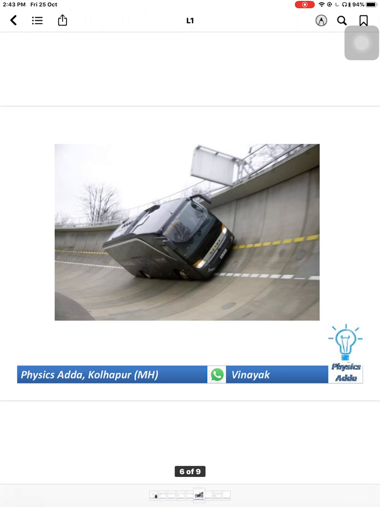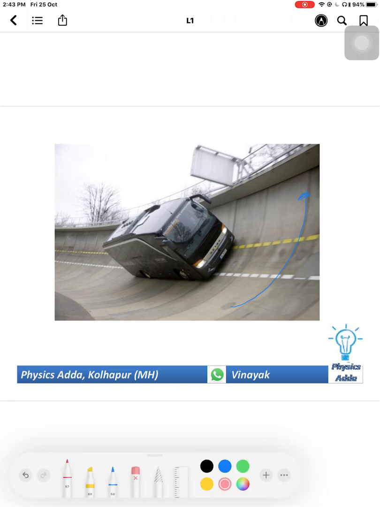This is the vehicle, okay, and this is the banked road. There is some angle of banking with respect to the horizontal. So this vehicle is moving. So what are the forces acting on the vehicle? The first force is the force due to gravity, which will be acting downwards, mg.